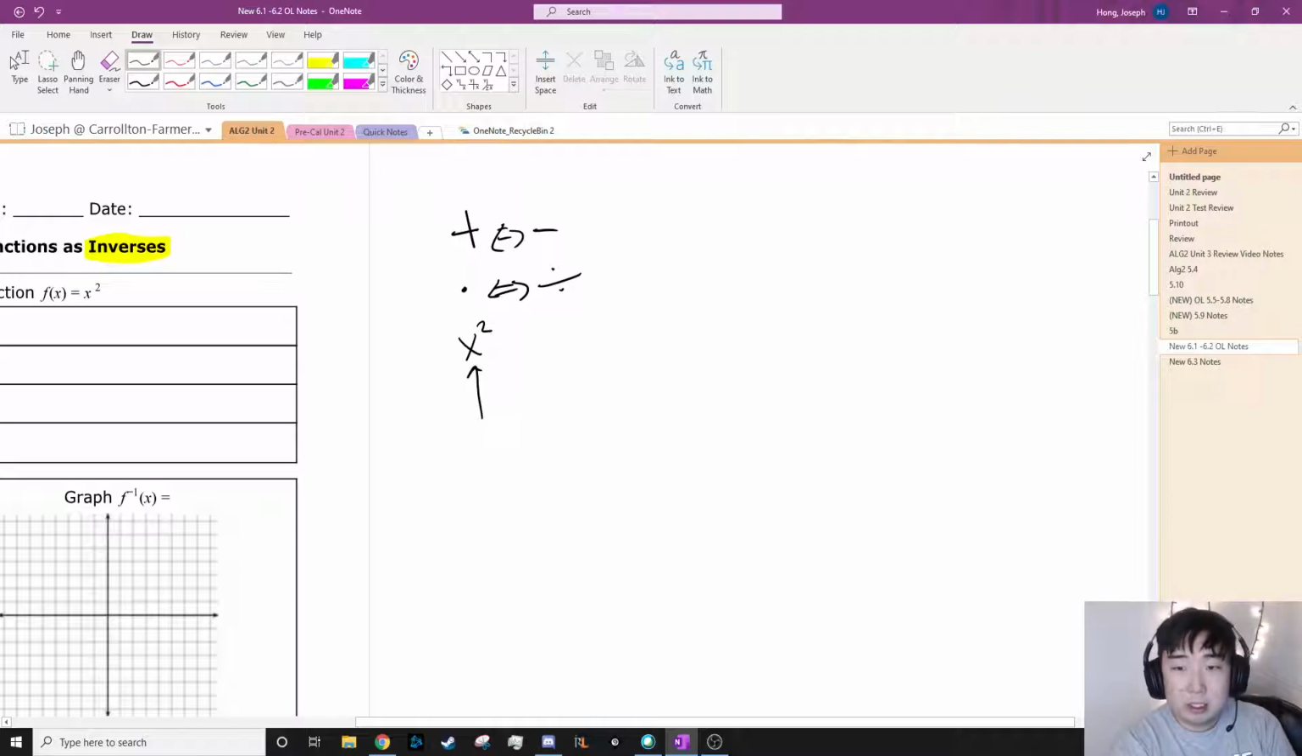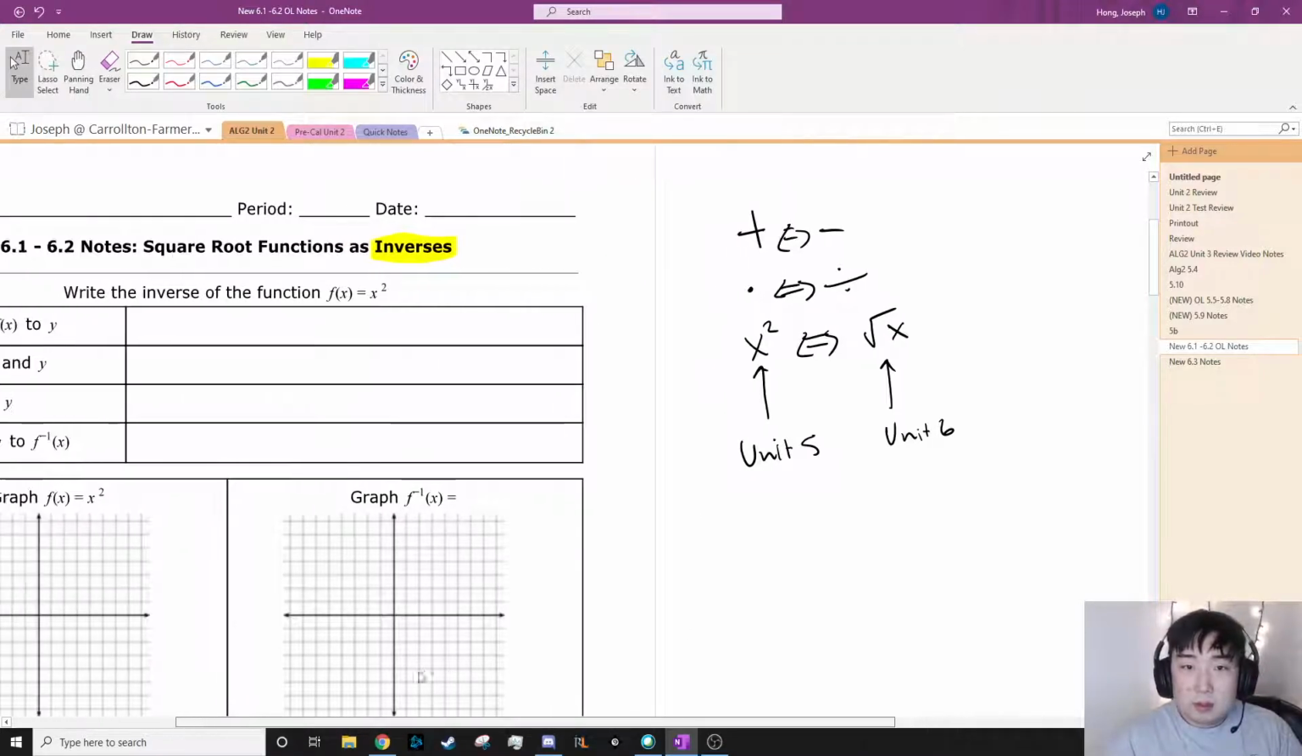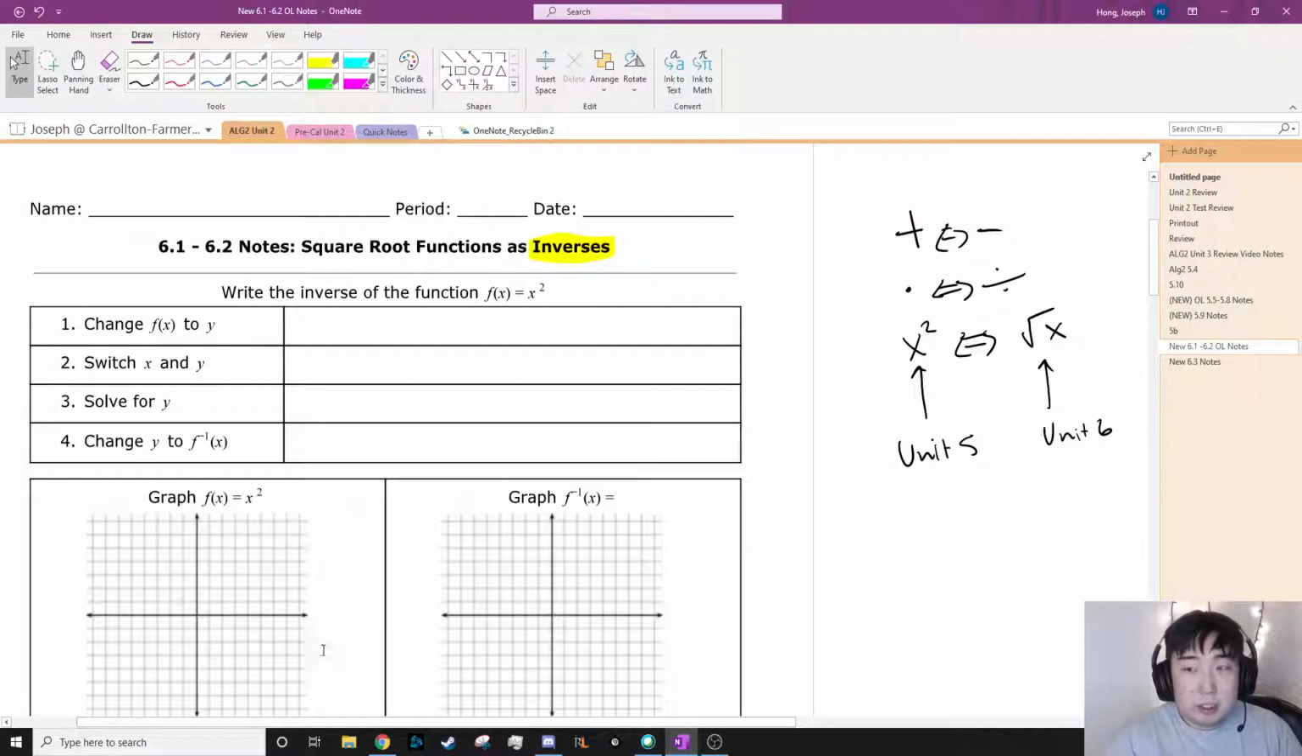Which is this right here, Unit 5. It's actually square rooting. And this is what we're going to be talking about in Unit 6. So square root functions as an inverse is pretty simple, because most of the rules that we learned in Algebra 2 in Unit 5 apply to Unit 6. So let's talk about it.